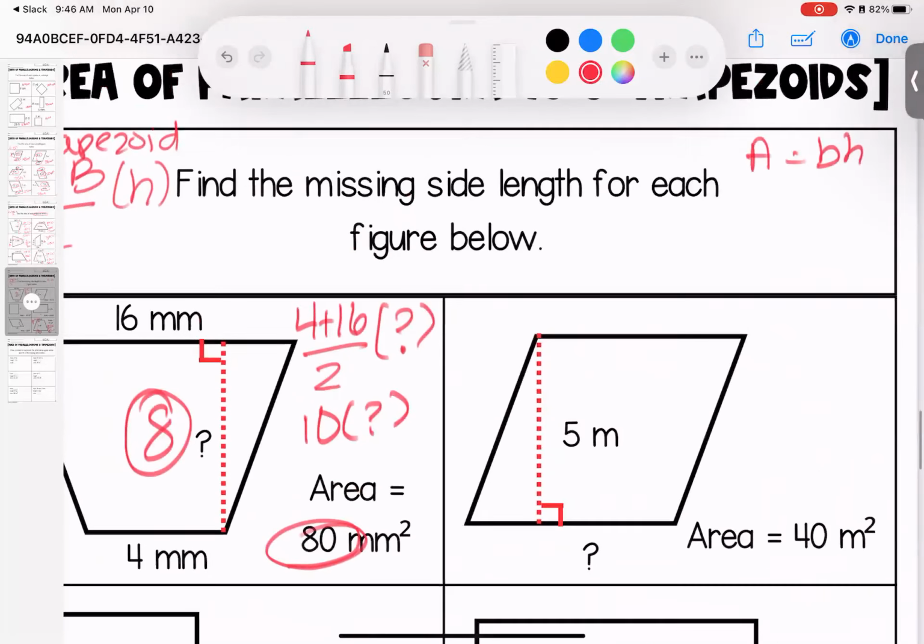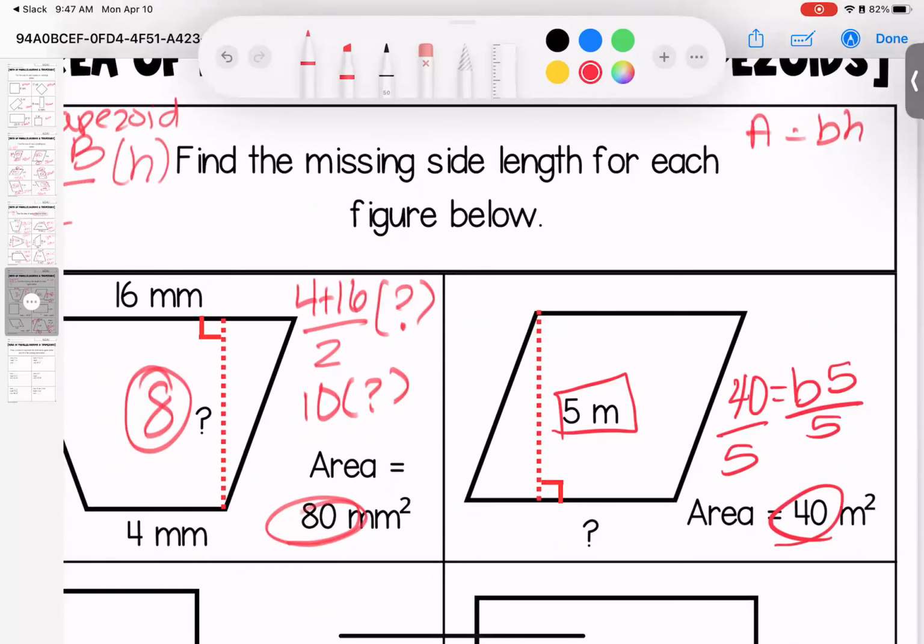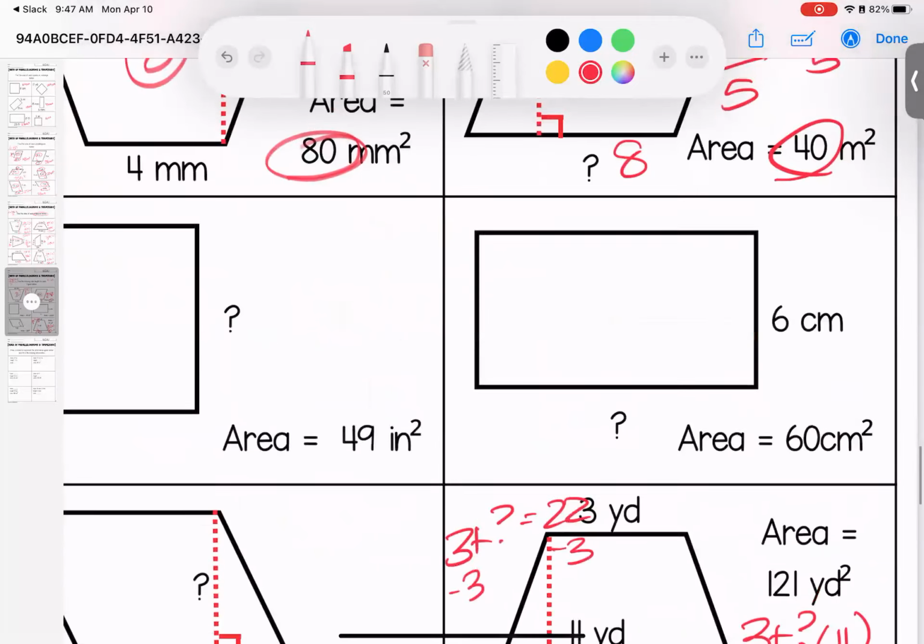All right, let's look at our next one. Our next one is going to be our parallelogram. So for our parallelogram, we have area equals base times height. So I need to know 40 divided by 5 is what, right? Because we have the area is 40. We don't have the base, but we know that the height is 5. So if I divide both sides by 5, I get a base of 8 because 5 times 8 is 40.